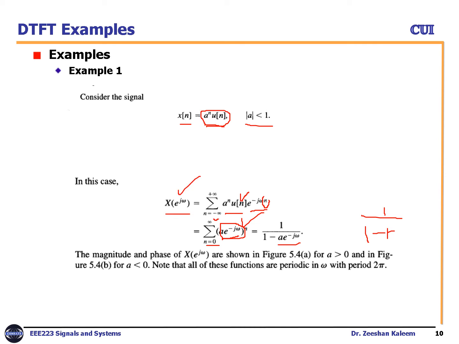So the magnitude and the phase are shown on the next page in figure 5.4a for alpha greater than 0 and for alpha less than 0. Note that all these functions are periodic in ω with period 2π. Let's see how it looks.